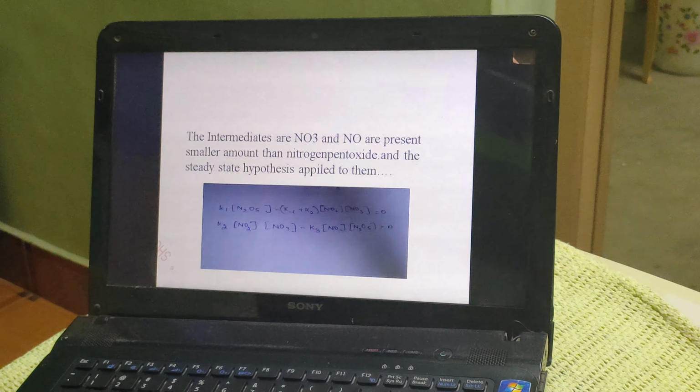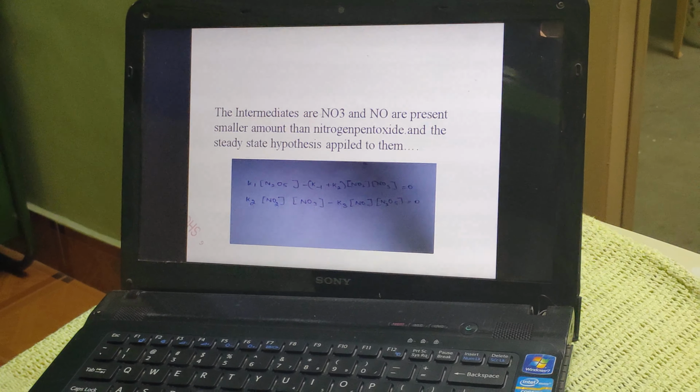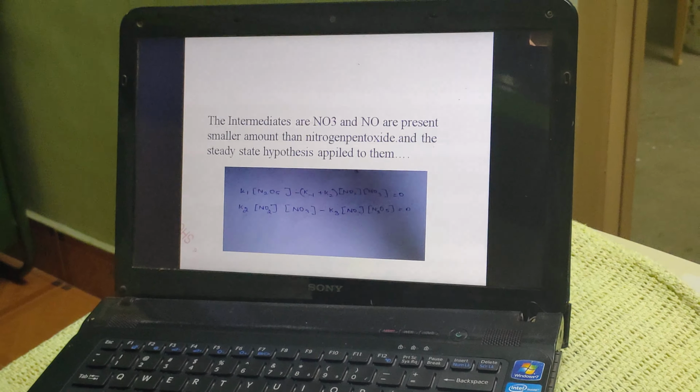The intermediates NO3 and NO are present in smaller amounts than nitrogen pentoxide, and the steady state hypothesis is applied to the NO3 molecule and the NO molecule. For NO3: k1[N2O5] minus (k-1 plus k2)[N2O5][NO3] equal to 0. Then for NO: k2[NO2][NO3] minus k3[NO][N2O5] equal to 0.